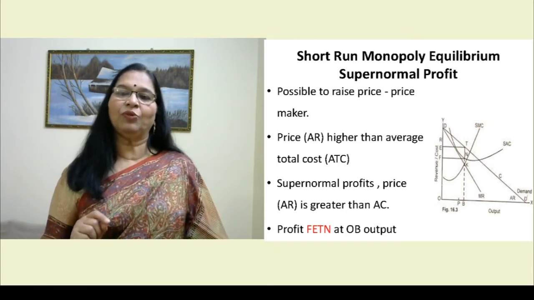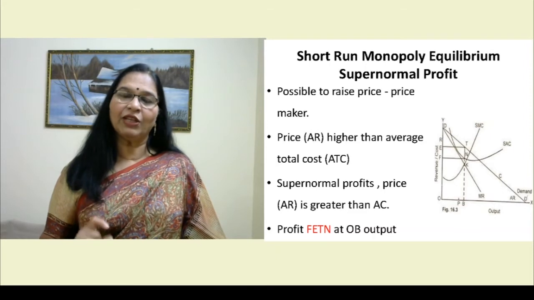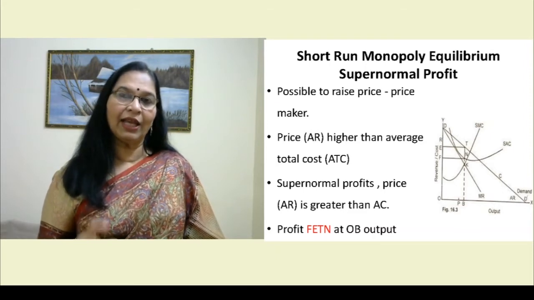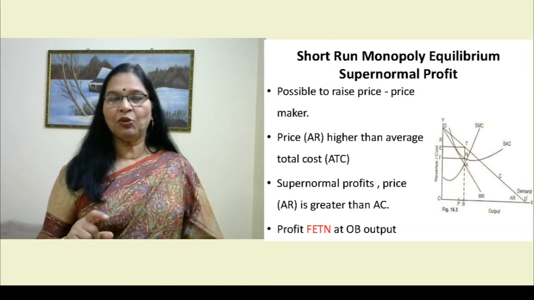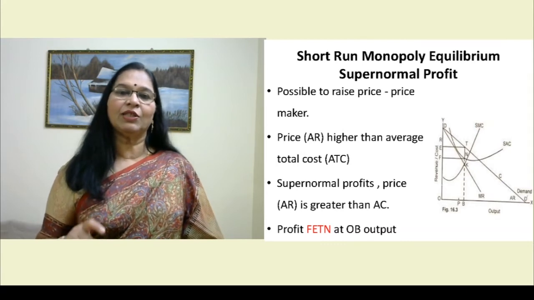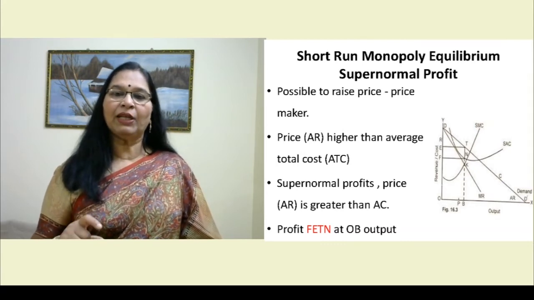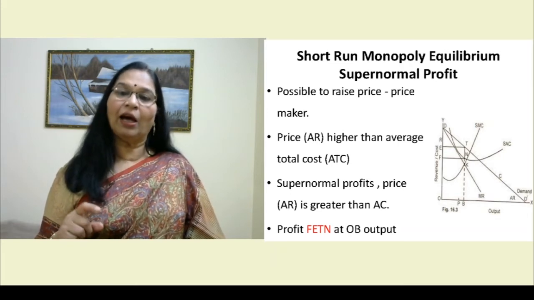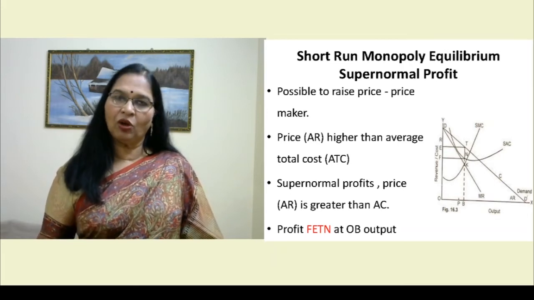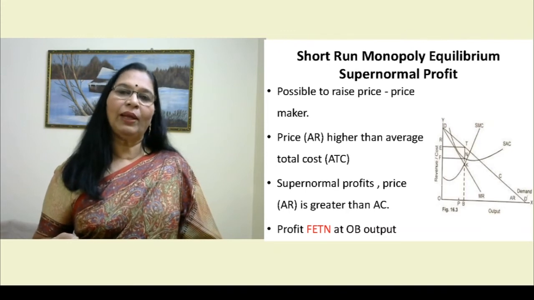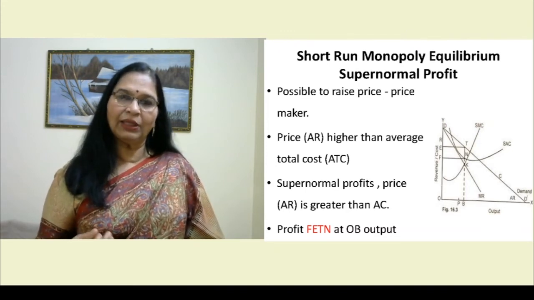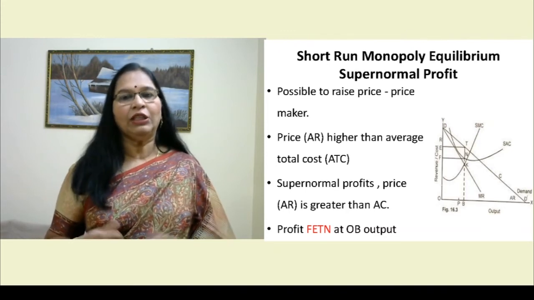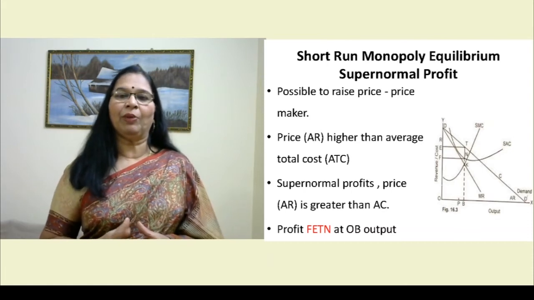Then after that, what we are seeing is the difference between the AR curve and the AC curve. What is the difference between AC and AR? That gives us the volume of profit. In this particular case, the AR curve is above the AC curve, which logic tells you that when the cost of production is lower than the average revenue, the firm is necessarily making profit.